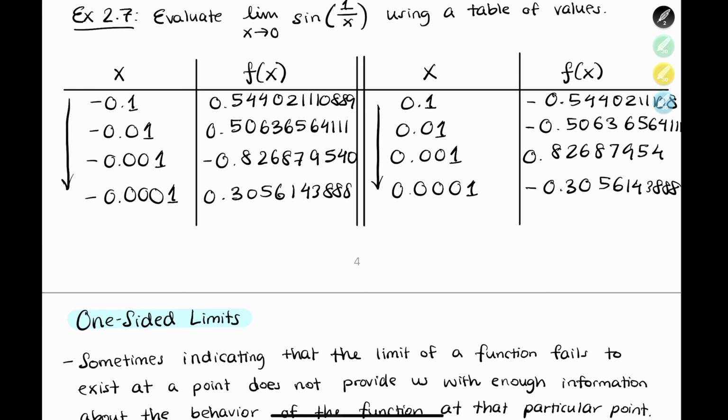Because that is the case, the limit of sine of 1 over x as x approaches 0 does not exist. The value does not exist because we're not approaching a single real number.